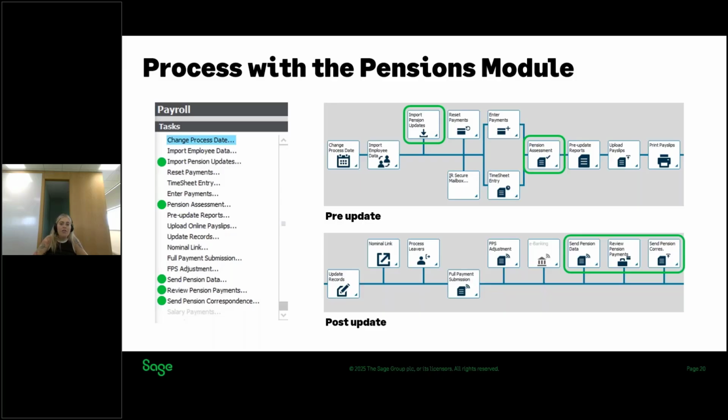Then in the post update, you have review pension payments. So you can use that to review the pension payments if you have multiple schemes and multiple providers. You can search for a date range as well.